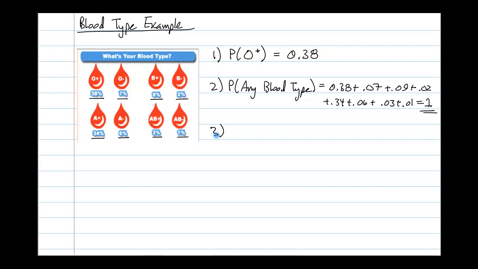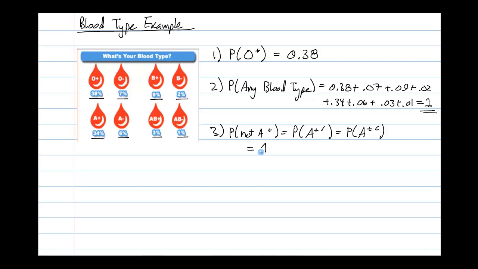Another question. What's the probability that a randomly selected person is not A positive? Now you might see this written a lot of different ways. You might see A positive prime, which would be kind of weird because you have 2 superscripts there, or A positive complement. Well, the easy way to calculate this is to not come over here and say, okay, here's A positive, I want to add up everything but this.